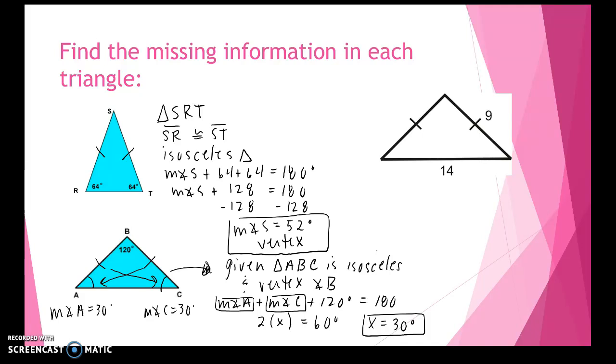Okay, and lastly, the third triangle. We can't name it. The vertices aren't named at all, but I do know that these two tick marks tell me these side lengths are congruent. So if one leg has a measure of 9, I know it forces the other leg to have a measure of 9 as well.